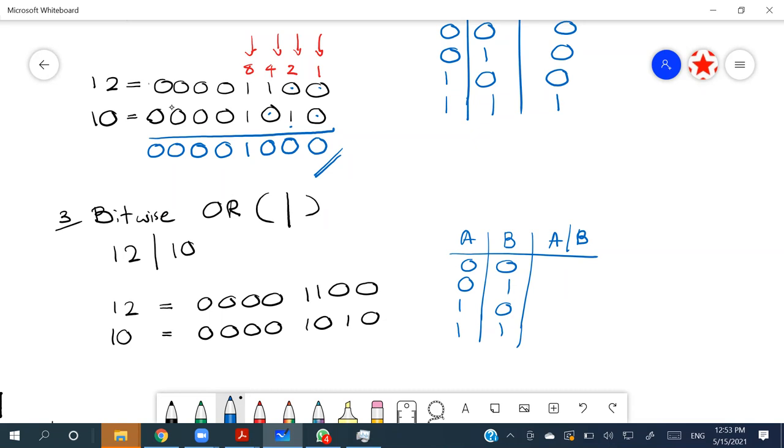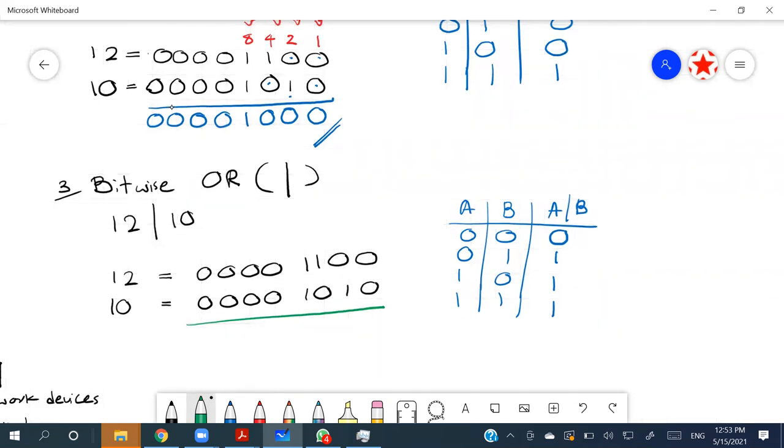So here, if you find a 1 in any particular operand, the output of the operation is going to be 1. So 0 and 0 is the only place where you get a 0. In all other places, it gives you a 1. In the same way, if we do 12 OR 10, this is going to be a 0, this is going to be a 1, this is going to be a 1, and this is going to be a 1. So that is what you call the bitwise OR operation.